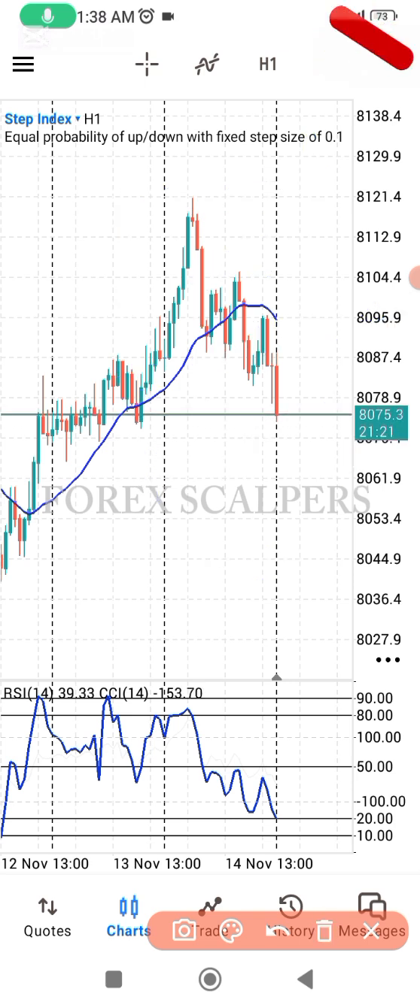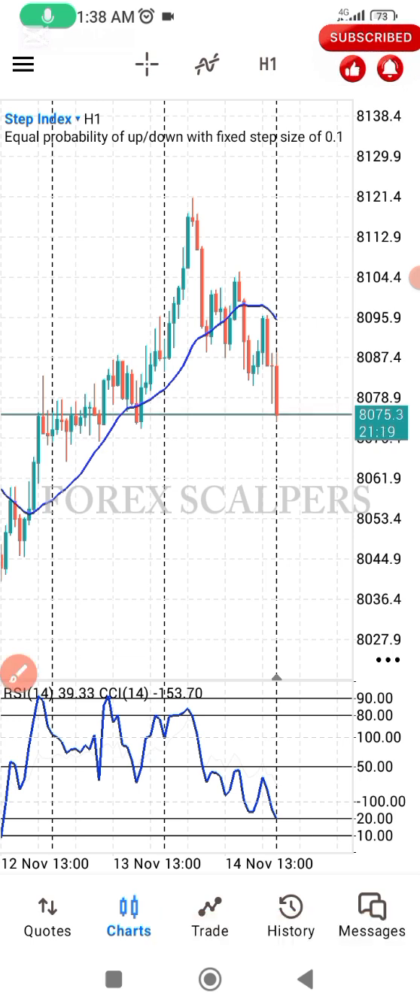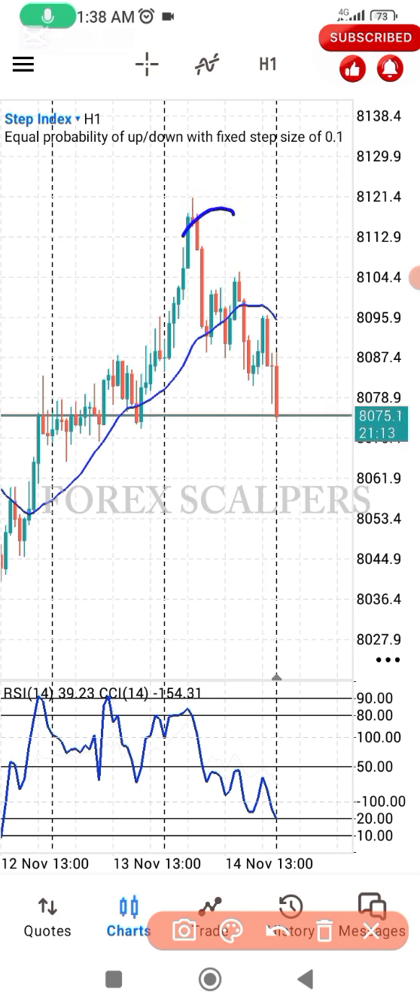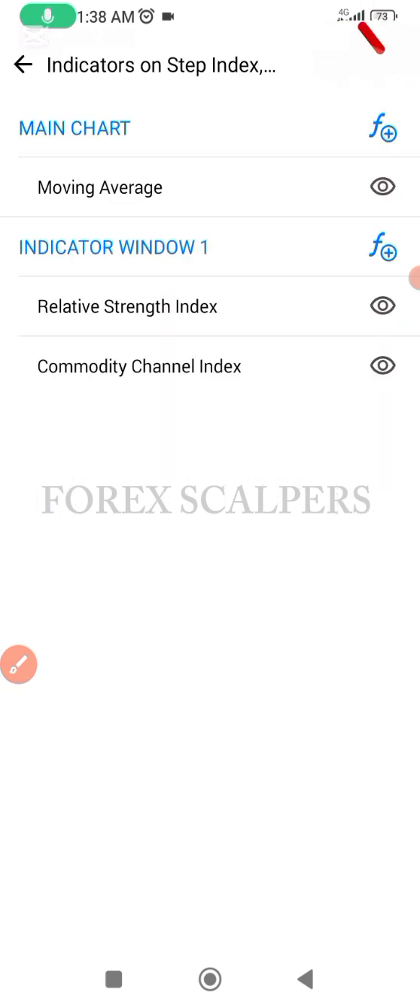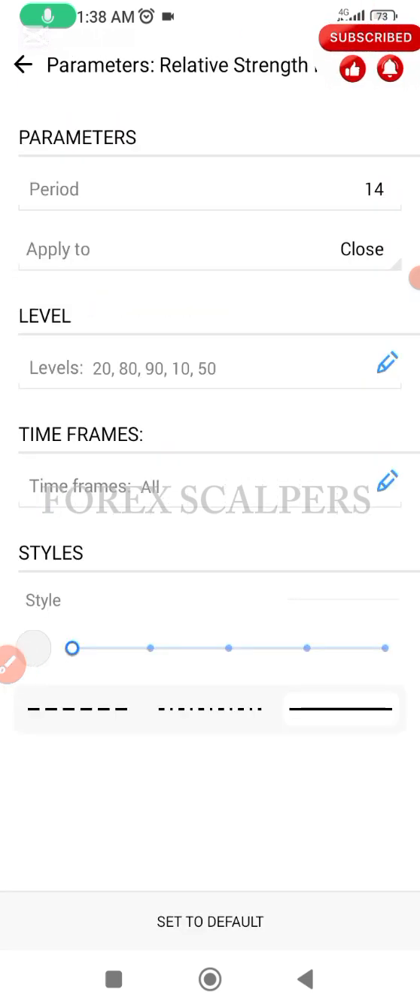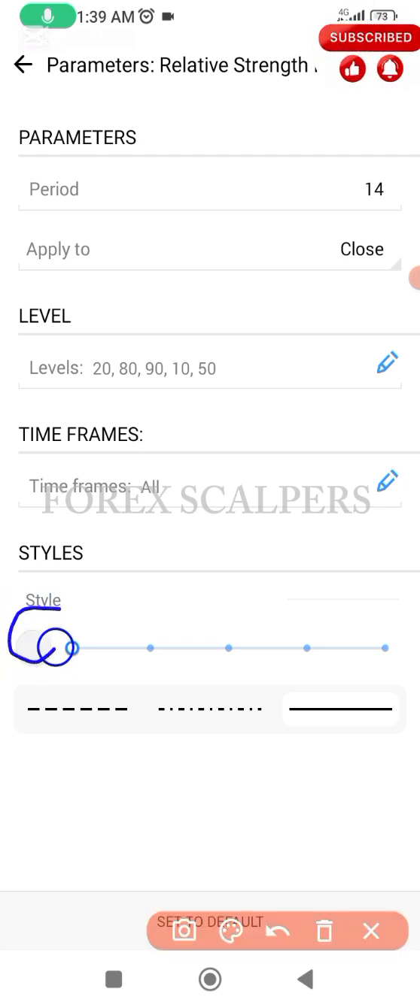So what is divergence? Divergence is a disagreement between the price action on the main chart and that of the indicator window. So we'll be using this indicator to consider our divergence. Our relative strength index, the period is 14, applied to close. Now here, you can see that this color is white. The style is white because the background of my chart is white. If yours is black, kindly change it to black.